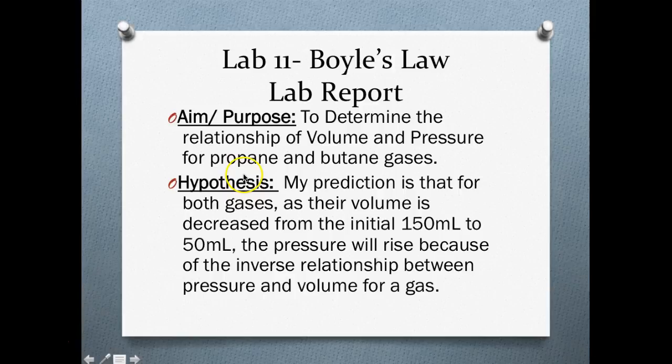So what was the aim of this lab? The aim of this lab was to determine the relationship between volume and pressure for two gases, propane and butane. So my hypothesis, my prediction, is that for both gases, as their volume decreases from their initial 150 ml to 50 ml, the pressure will be rising gradually because of the inverse relationship between pressure and volume.